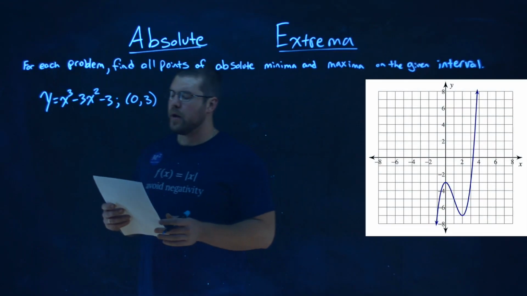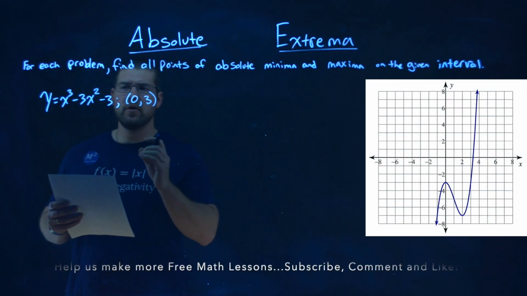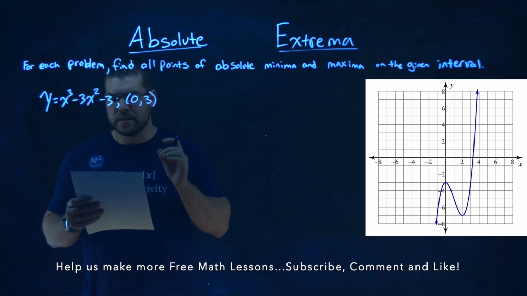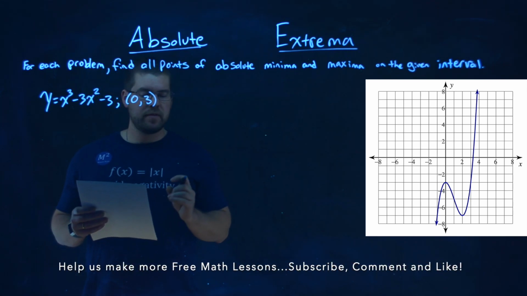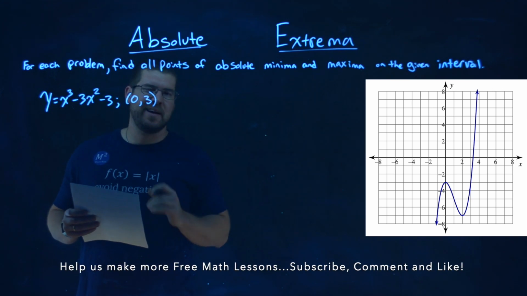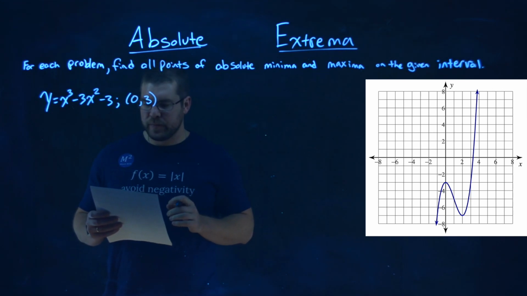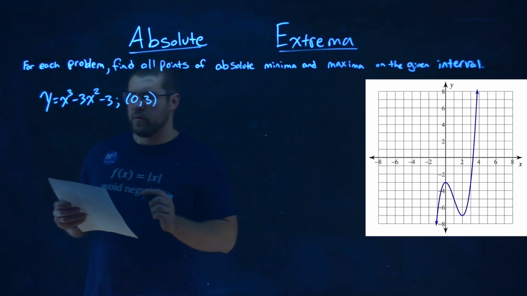We're given this problem right here. Y equals x to the 3rd power minus 3x squared minus 3. We want to find all points of absolute minima and maxima on our given interval from 0 to 3, but not including those values. First thing I want to do is find my derivative.